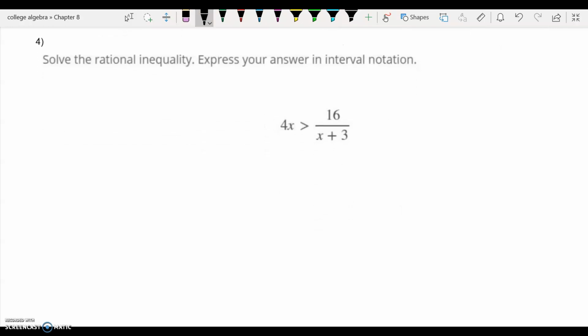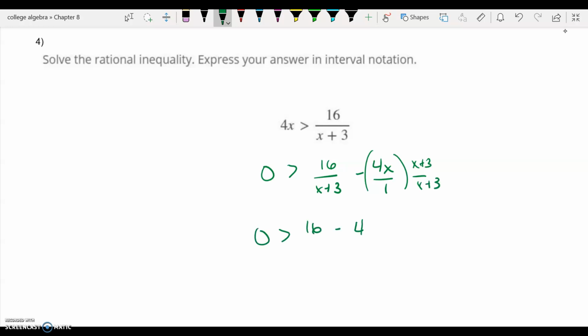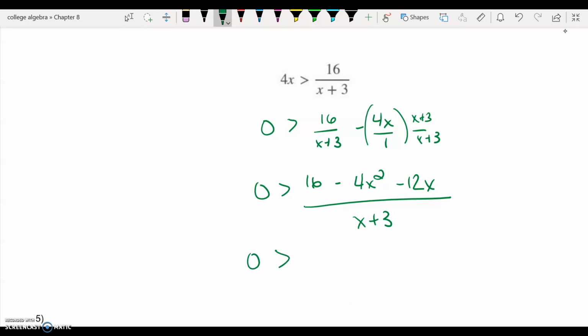Solve the rational inequality. Remember, you want to get rid of the denominator if you can, or move everything to one side. Just kind of depends on the problem. So I'm going to subtract the 4x over. And then I'm going to multiply it by x plus 3 on top and bottom. So now you're going to get this 16 minus 4x squared minus 12x all over x plus 3. And then you're going to have to factor it.